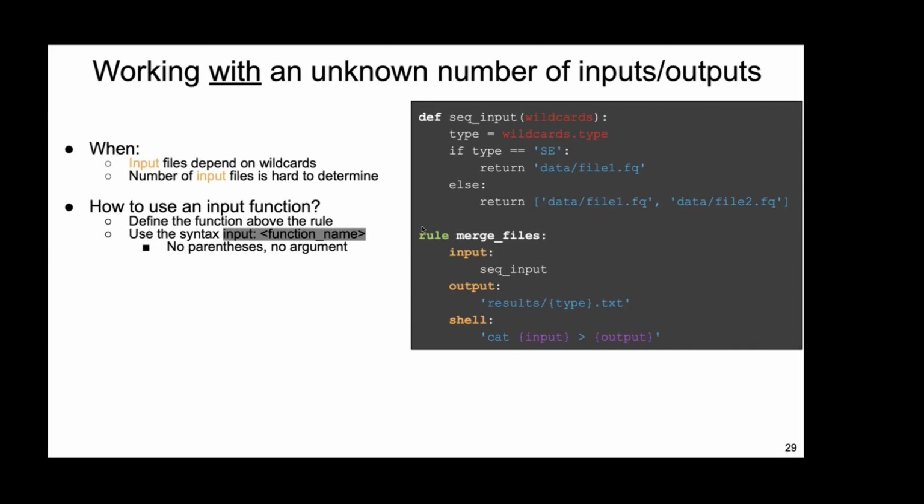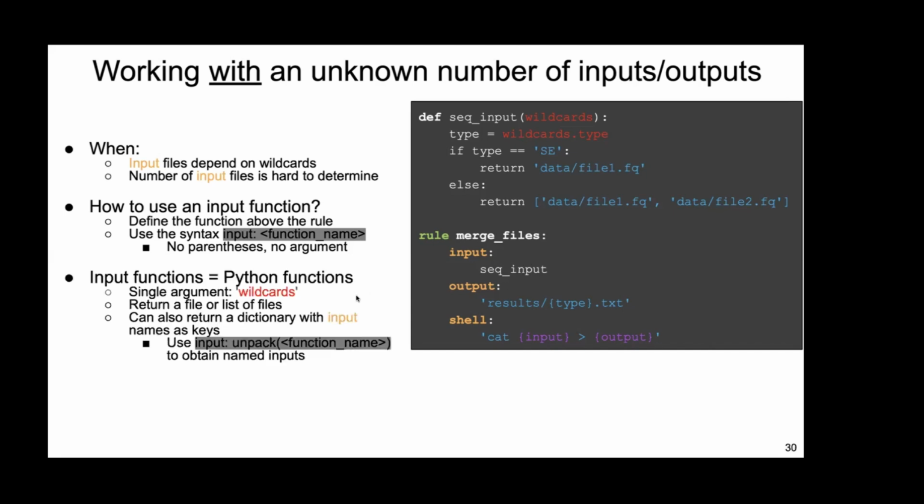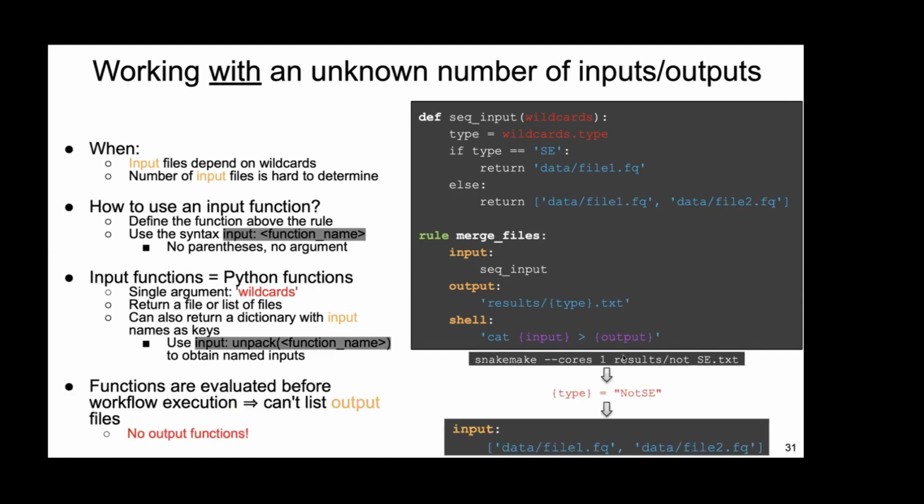In the rule merge file here, you see we have an input that looks different from what we've seen before, and that is an input function. The way that we use it is that we define this function above the rule that we want to use it in, and this function will only take one argument, which is wildcards. When we use this function in the rule, it's important to put it here without parentheses. And what's going to happen is that when we call Snakemake, depending on the value of the wildcard, something is going to happen in this function.